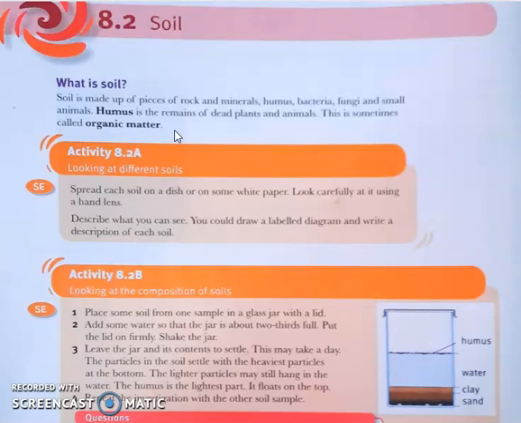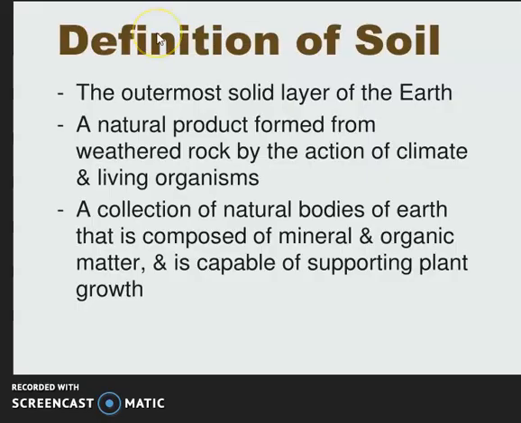So, what is a soil? Soil is made up of pieces of rock and minerals, humus, bacteria, fungi, and small animals. And humus is the remnants of the dead plants and animals, and this is sometimes called organic matter. Clear? So let us define in detail. So you can note this.